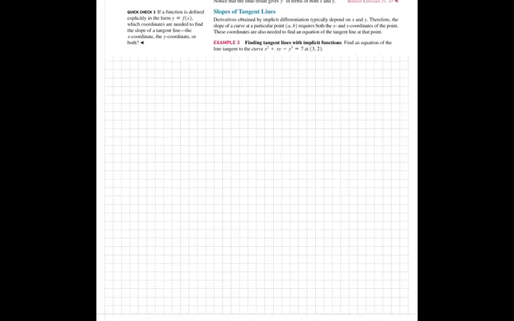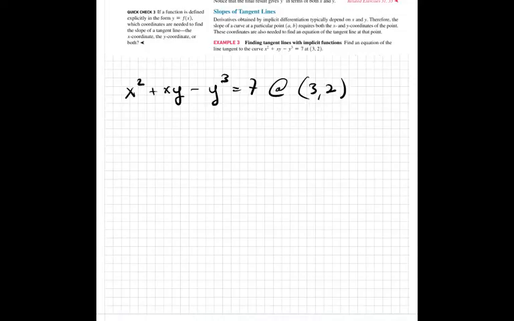So we want the slope of the tangent line to the curve. We have x squared plus xy minus y cubed equals 7 at the point 3, 2. Remember, the derivative is going to give us the slope of the tangent line at a point, and then we can use that slope to find the equation of the line. All right.